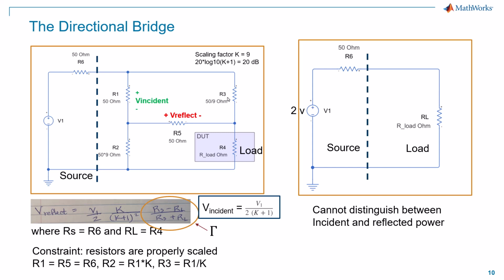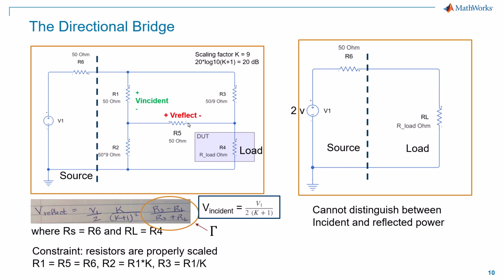In this case, if it was a 10-to-1 sampling bridge, we'd make R3 50 divided by 1 less than 10, 9, and R2 to be 50 times 1 less than that 10 number, 50 times 9. So therefore, we'd have 50 ohms for 50 ohms. This would be about 5.555 ohms, and this would be 50 ohms. And of course, R5, the bridge resistor, is 50 ohms.